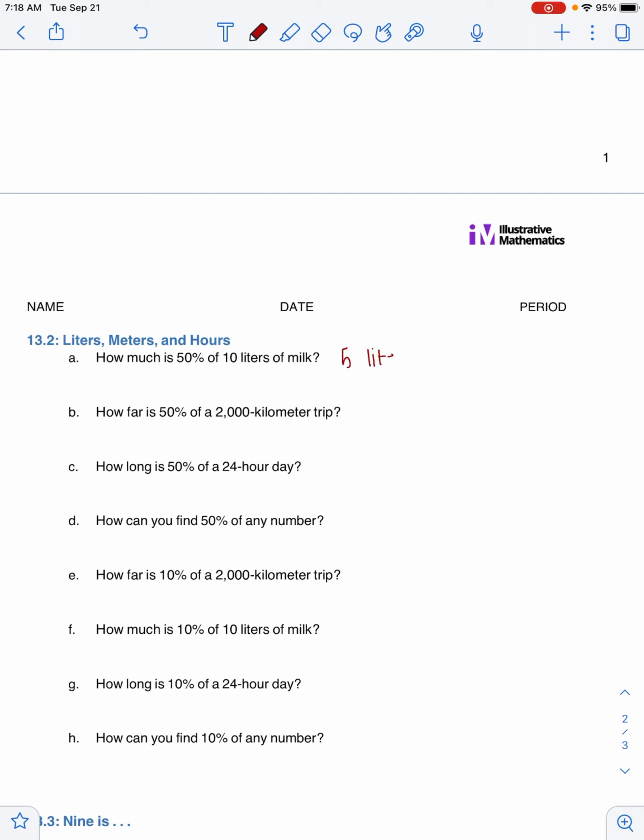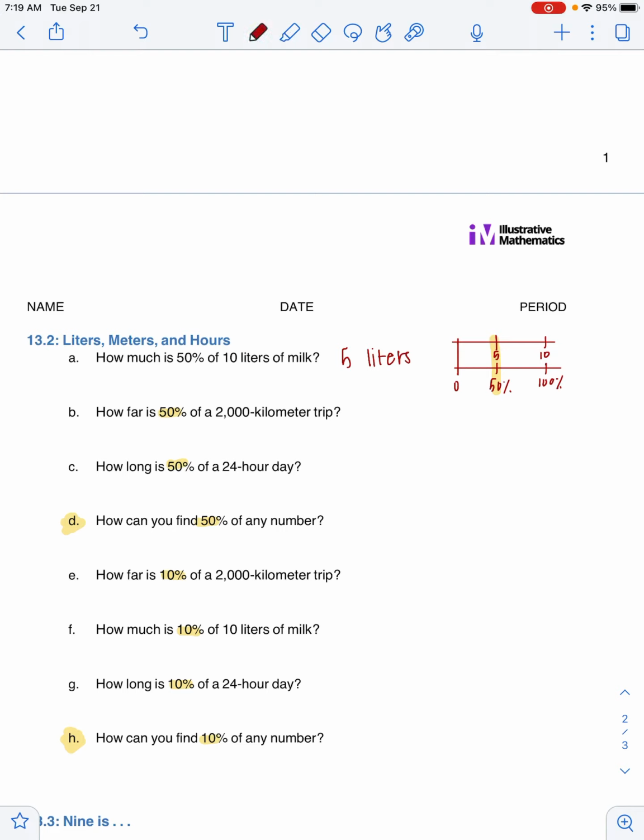And the reason, of course, is because 50% is the same thing as half. We could illustrate this in a double number line just by showing that if we were to split 10 liters into two groups, 50%, or half, would be the same thing as 5 liters. Go ahead and fill in each of these questions, answering 50%, 10%. Pay close attention to how you can find 50% of every number and how you can find 10% of every number. So again, pause this video, answer these questions, and come back.